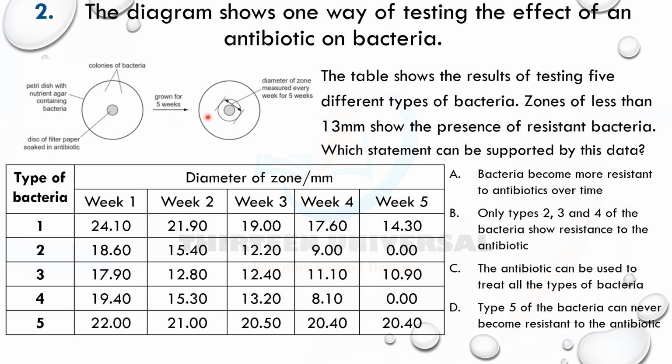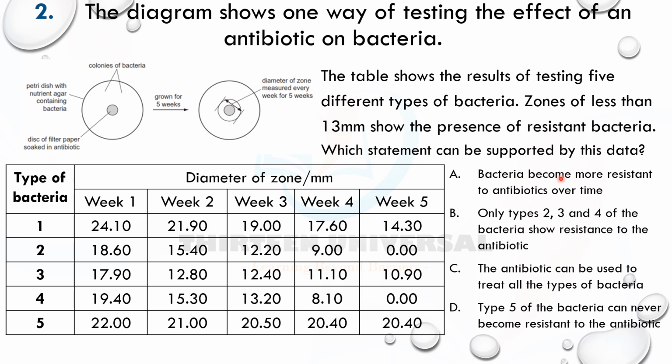This is the diameter of inhibition. This area shows the area that is inhibited by the antibiotics impregnated into this filter paper disc. The table shows the result of testing 5 different types of bacteria. Zones of less than 13 millimeters showed presence of resistant bacteria. Which statement can be supported by this data?